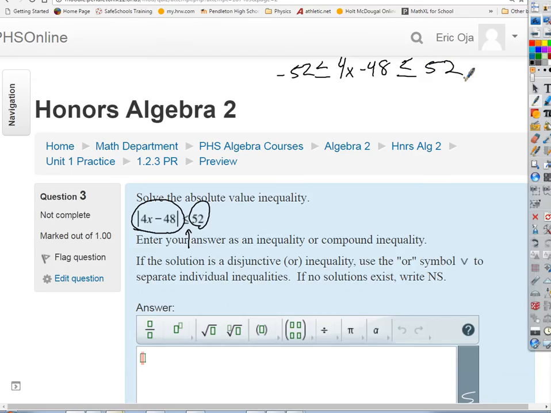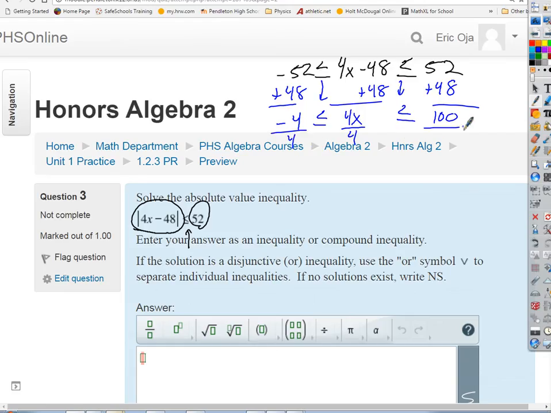And I'll just go through the process of isolating x. So I'll add 48 to all parts. I get negative 4, 4x, and 100. So then if I divide, and the inequalities stay the same, of course, I'll divide everything through by positive 4, so I don't flip the inequalities. And then I get negative 1, x, and 25, and the inequalities stay the same. So that's my answer.